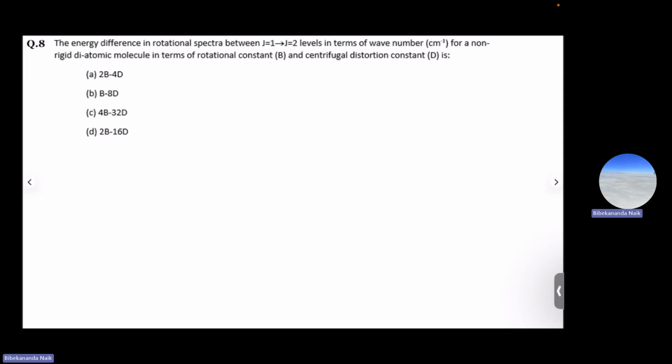So options are option A 2B minus 4D, option B B minus 8D, option C 4B minus 32D, or option D 2B minus 16D. So here we need to again consider the non-rigid rotator concept. Rotational constant B and centrifugal distortion constant D are given, and we need to find out the energy difference between the two levels j equal to 1 and j equal to 2. So I'll give a few minutes and then we will discuss what will be the correct answer.